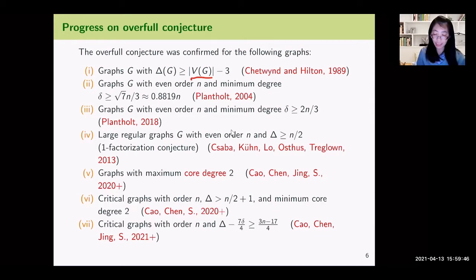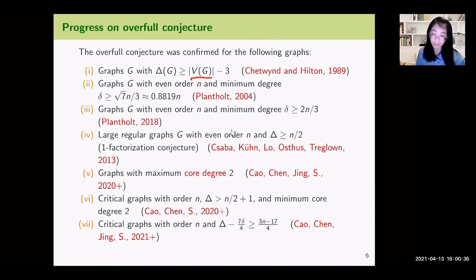So for this one factorization conjecture, as I mentioned before, this is a special case of the overfull conjecture, and it was proved for large graphs, and also for graphs with maximum core degree 2. For a graph, we can define its core, G_Δ, to be the subgraph induced on the vertices of maximum degree Δ. If the maximum degree of this core is at most 2, then all such graphs, if they are class 2, will be overfull. This is a joint work with Chetwynd and Hilton. We did this last year.